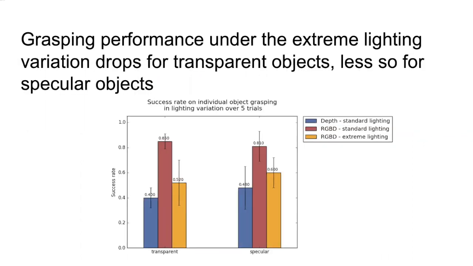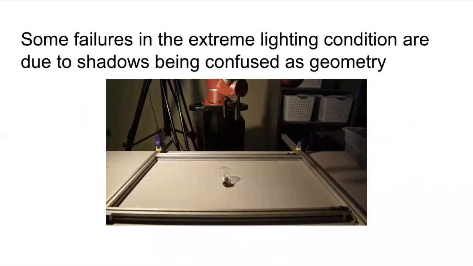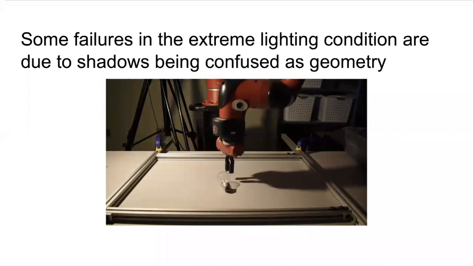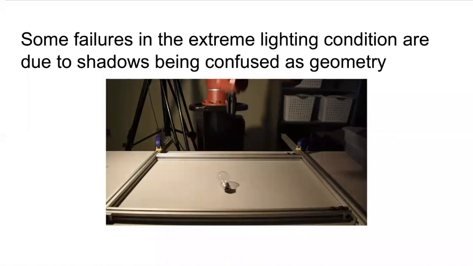Quantitatively, our method does not perform as well as under normal lighting conditions. Still, our method performs similarly or slightly better than the depth-only method for transparent and reflective objects, even under such extreme lighting conditions. We note that such extreme lighting situations are unlikely to occur in most operating environments. Here is an example of a failure case under extreme lighting conditions in which our method mistakes a shadow for an edge of an object.